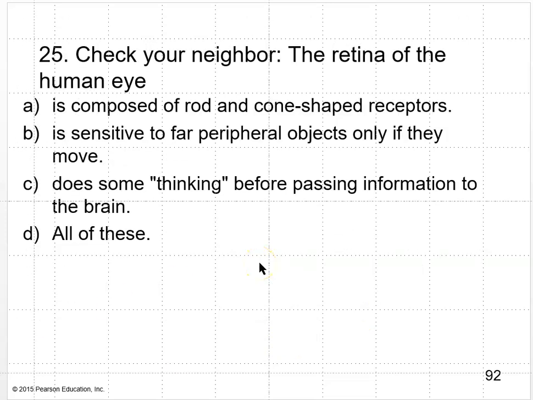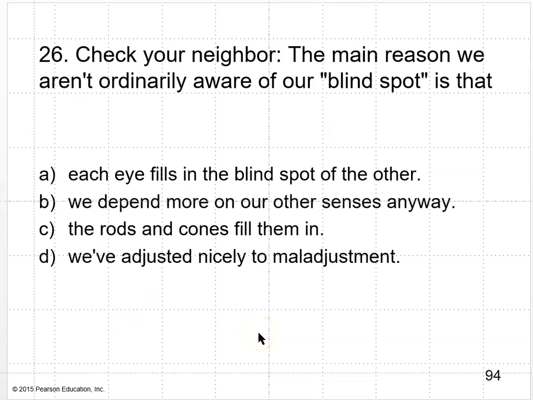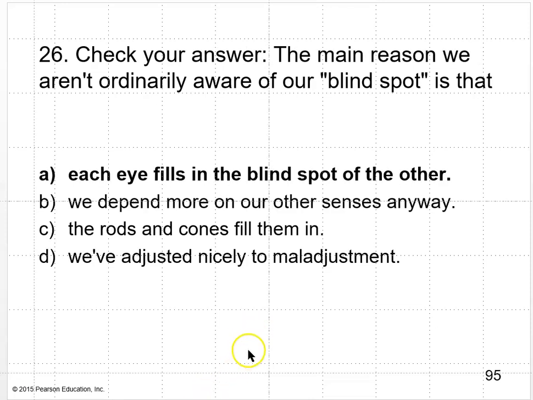The retina of a human eye is composed of all of these: rod and cone-shaped receptors. It's sensitive to far peripheral objects if they move, and actually does some processing of information before it passes the information to the brain. So all of these is the correct answer. The main reason we aren't ordinarily aware of our blind spot is that we have two eyes. Each eye fills in the blind spot of the other, so we don't see our blind spot.